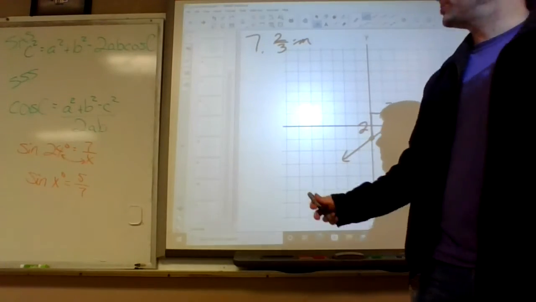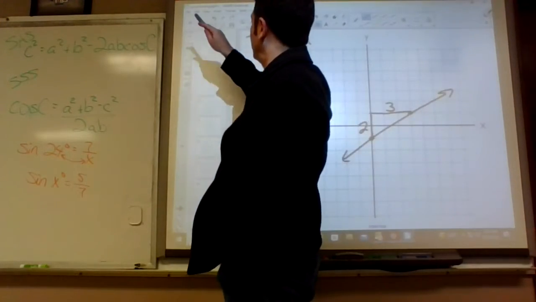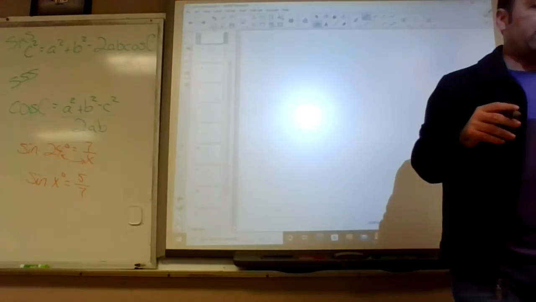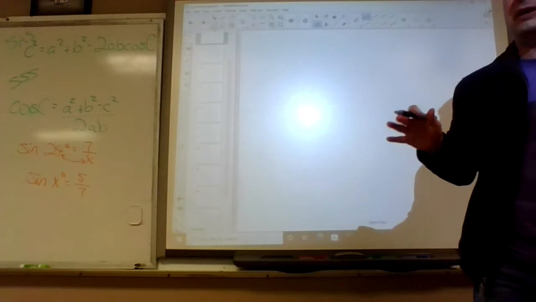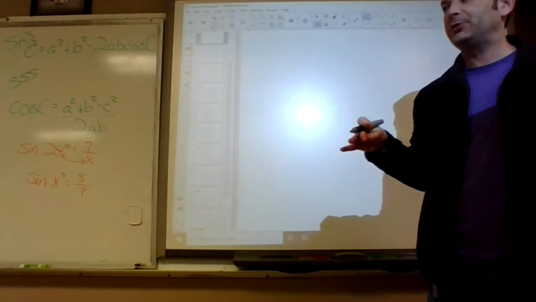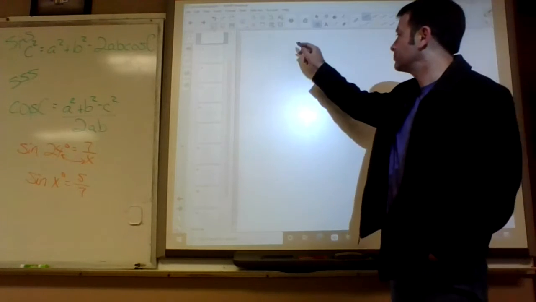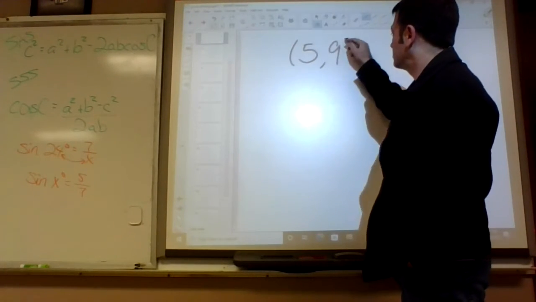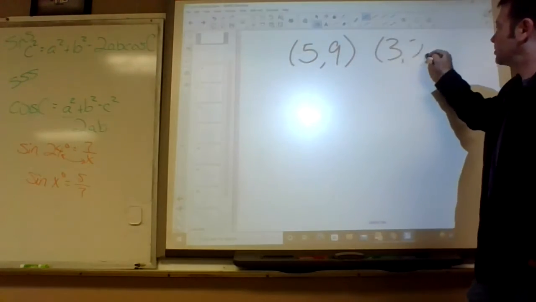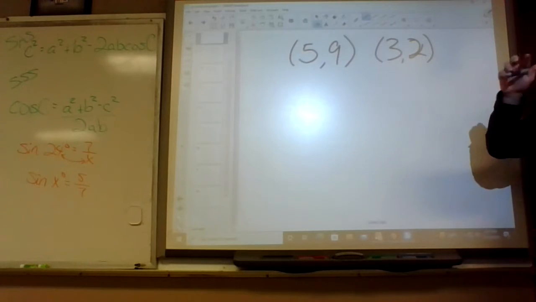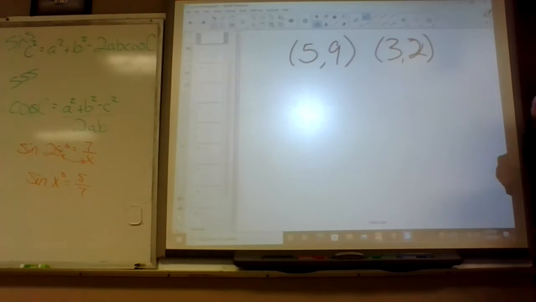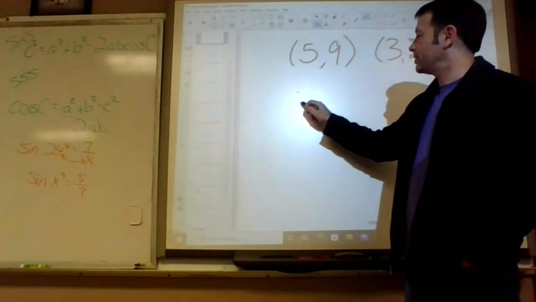Number 9. Here's something else I'm betting we forgot. Maybe somebody remembers though. How do we find the slope when they don't graph it for us? They just give us the 2 points, 5, 9, and 3, 2. We subtract the y's, the second y minus the first one. Y two minus y one. Yeah, a couple people remembered. Yeah, y minus y.